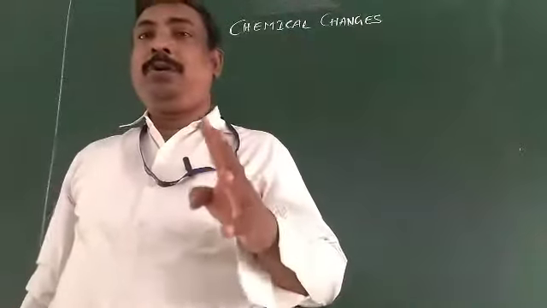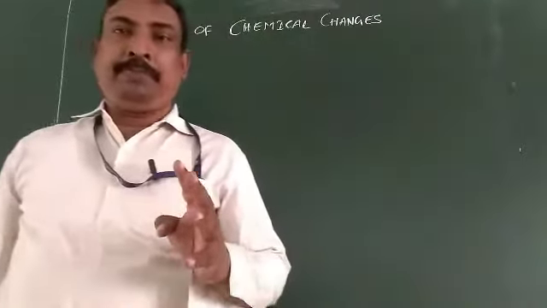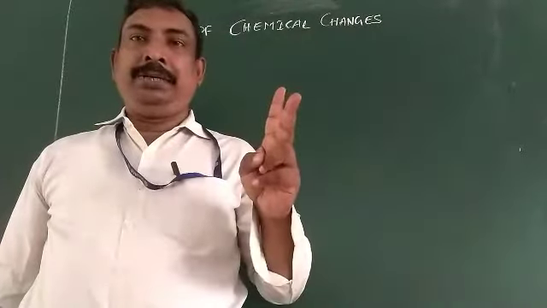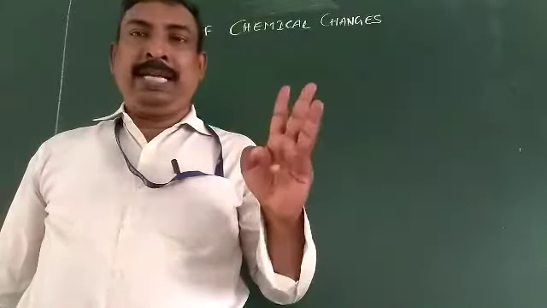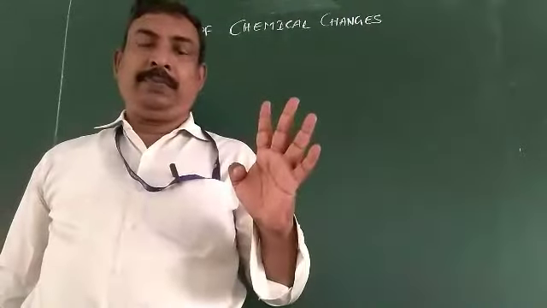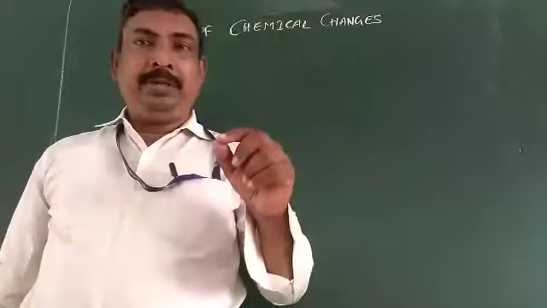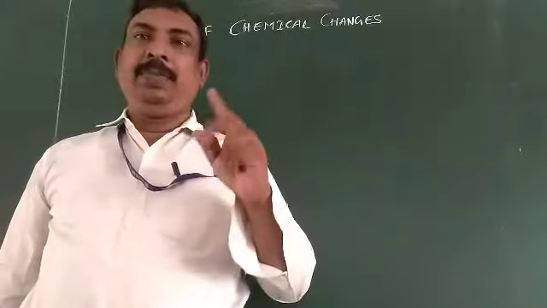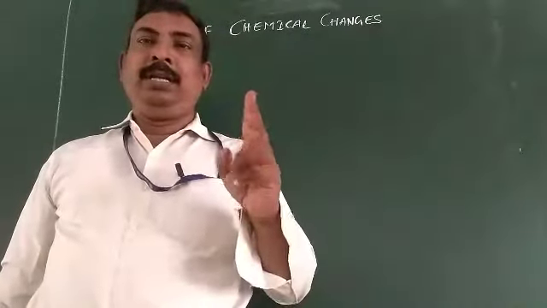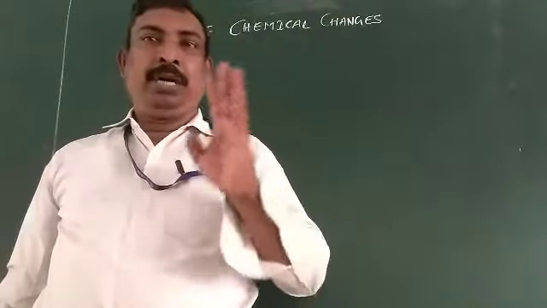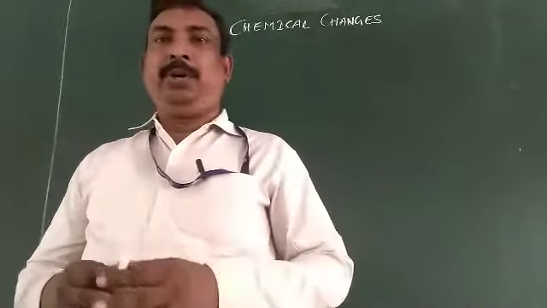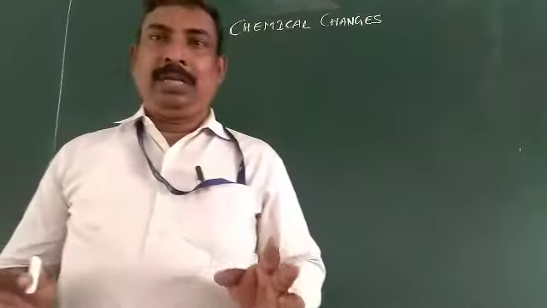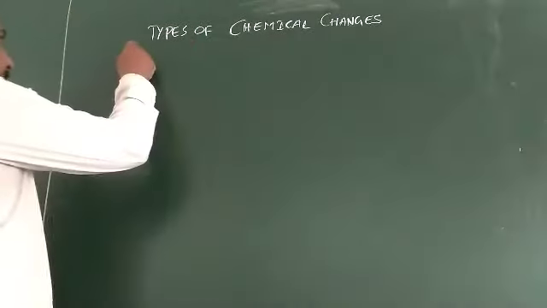So there are 4 types we are going to see in this topic. First, chemical combination, chemical decomposition, chemical displacement, chemical double displacement. At the same time, we are going to learn some chemical reactions such as exothermic reaction, endothermic reaction, and precipitate reaction, photochemical reaction. Along with this content we are going to see. So, are you ready now? So first, combination chemical reaction.